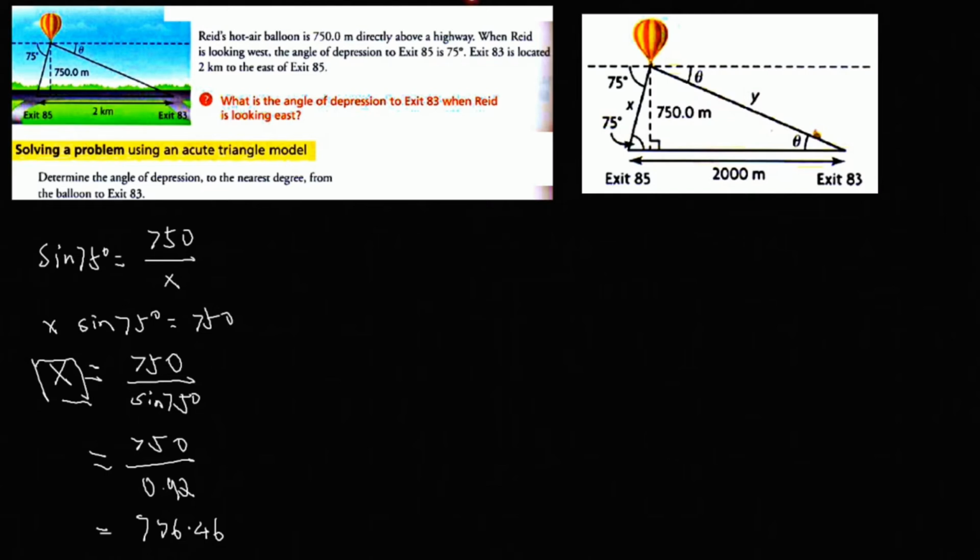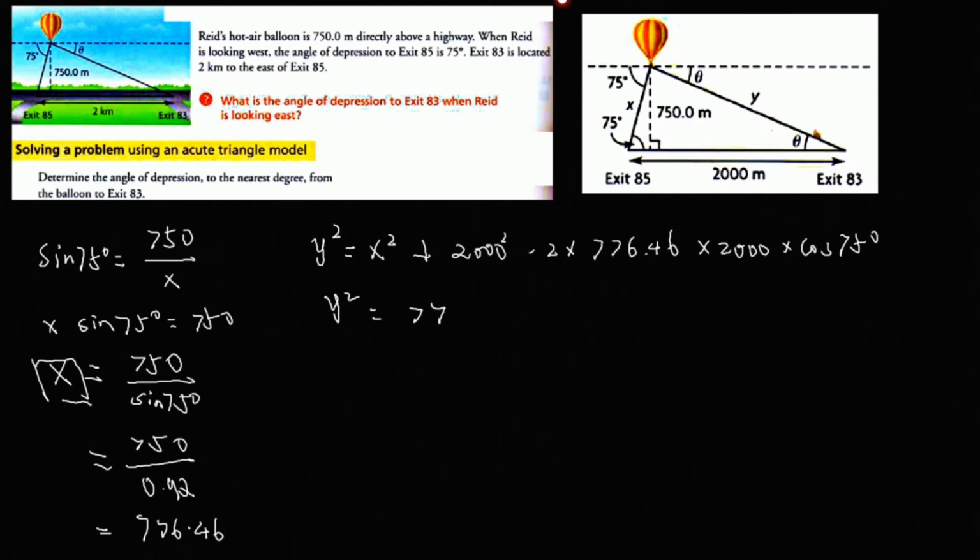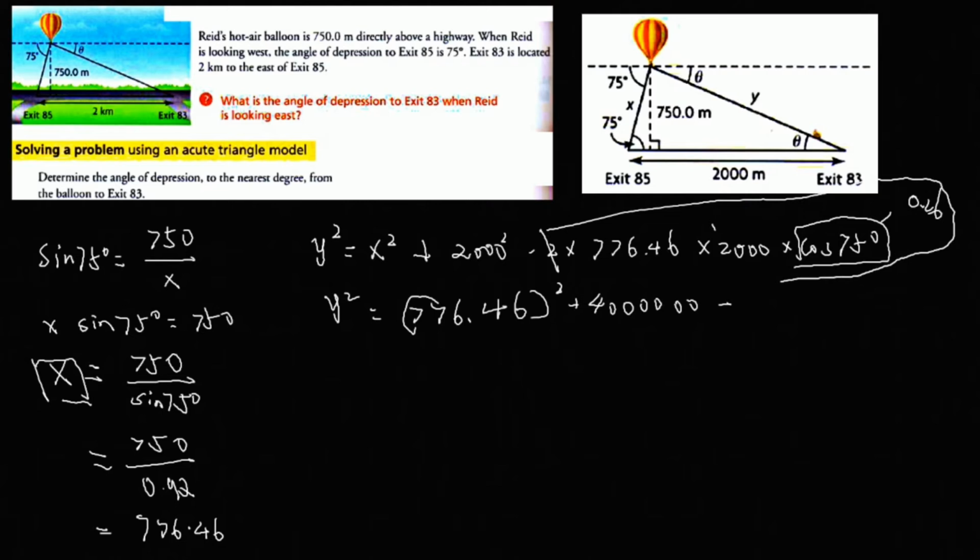Y squared equals X squared plus 2,000 meters squared, minus 2 times X times 2,000 times cosine 75 degrees. X we already determined is 776.46. So we write 776.46 squared plus 4,000,000, minus this one. I already used the calculator: cosine 75 degrees equals 0.26.